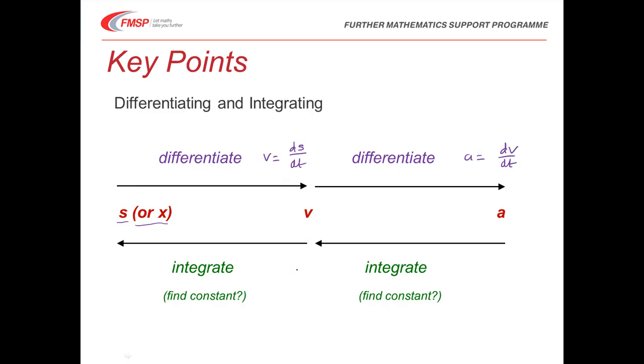However, if we're integrating acceleration to find the velocity, we might need to find a missing constant from some initial conditions. The same if we're finding the displacement by integrating the velocity. So look out for simple conditions like initially, meaning t equals 0, or words that more or less mean at rest and therefore v equals 0.